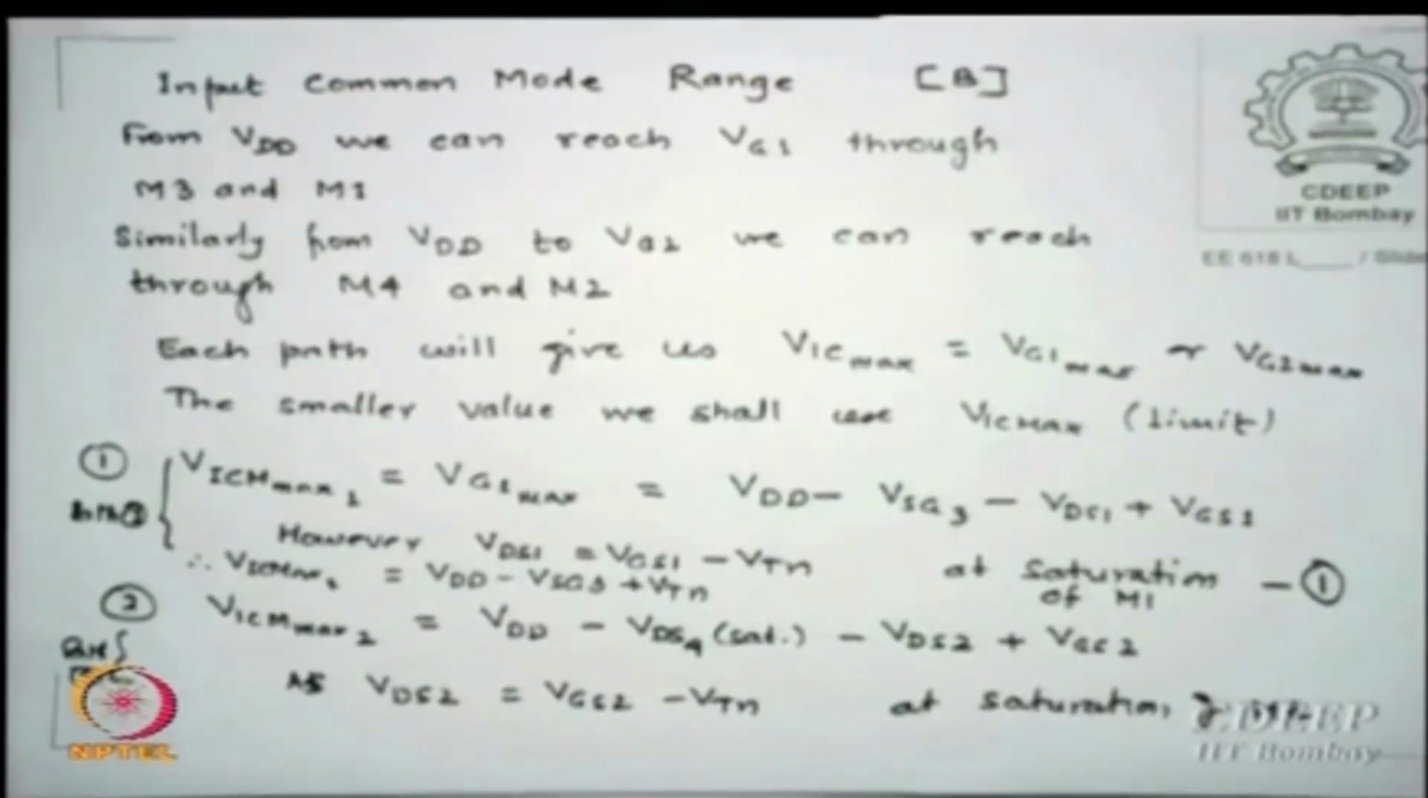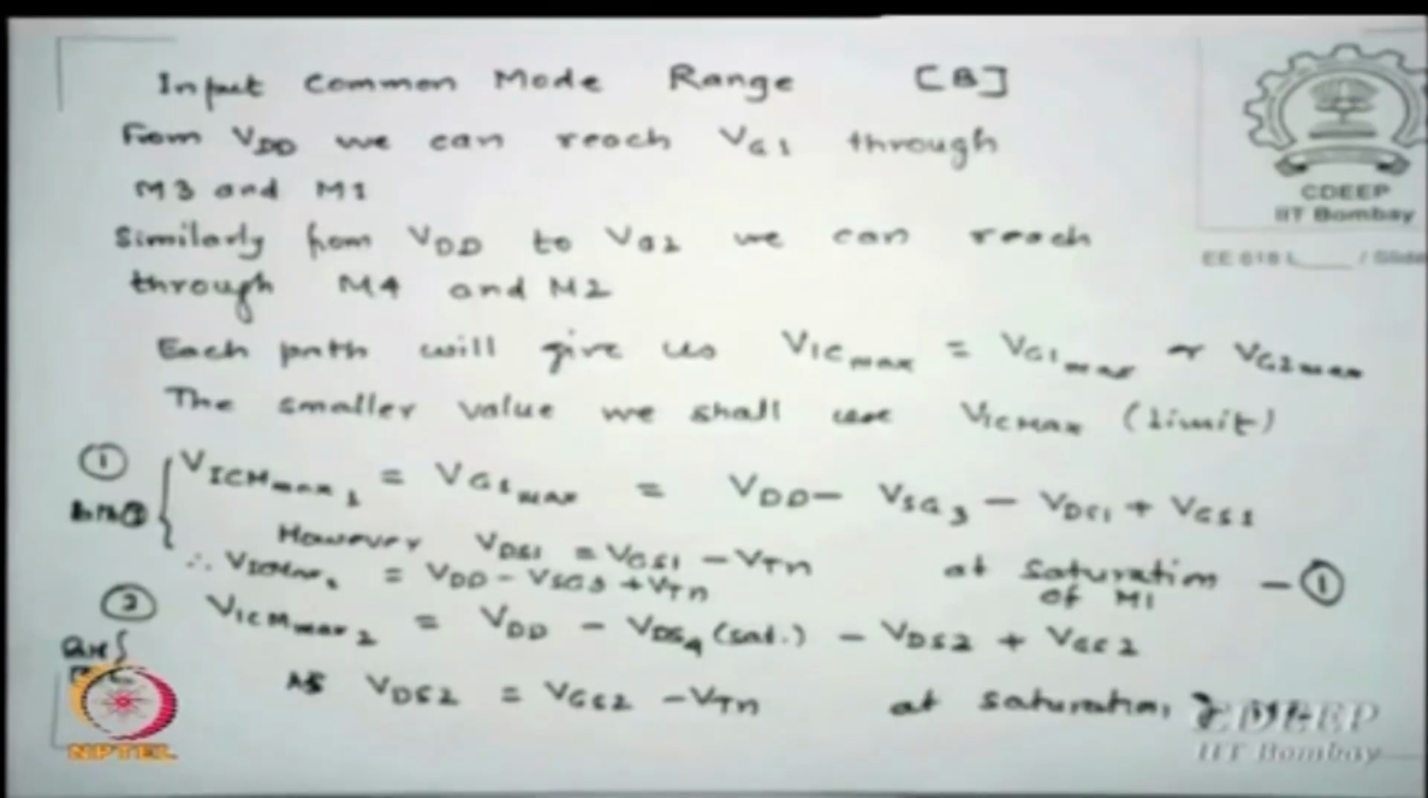So what are the input variations you can have? From VDD to VG1 is one possibility, and from VG1 to VSS or ground is the other possibility. That is how input will vary, is that correct? Please take it, input will vary from the source to the VG, or from VG to VDD. As we did for output, the same way we now do it for the input side, is that okay, Raj?